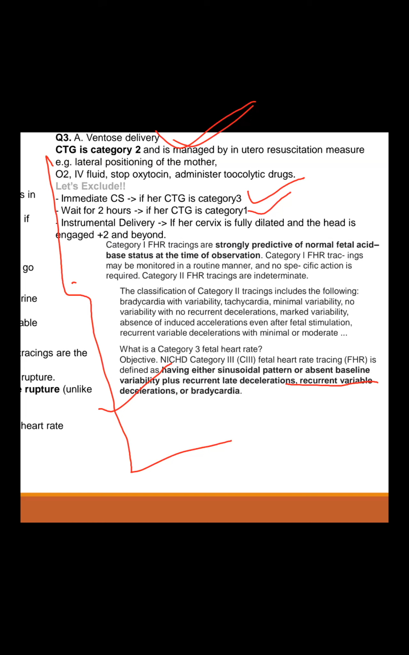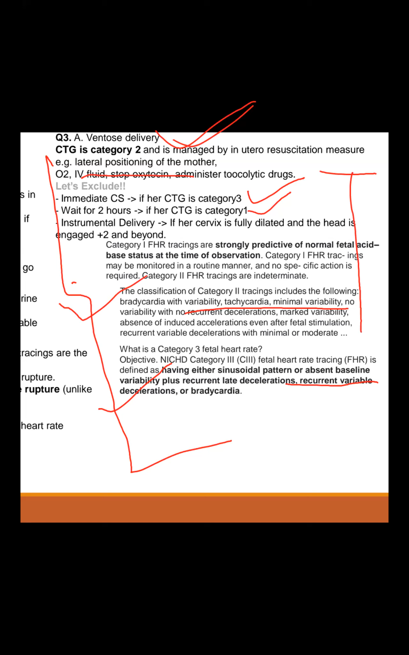CTG category 2 is very important, managed by resuscitation. If it is 2, we have to do lateral position. What does 2 mean? Variability, tachycardia. So first we have to do lateral position of the mother, then IV fluid, stop oxytocin. This is the management.